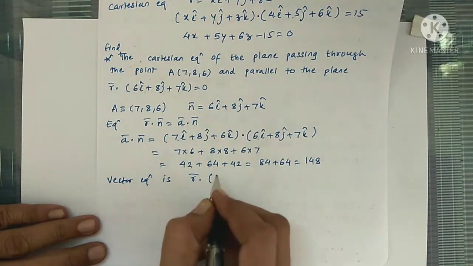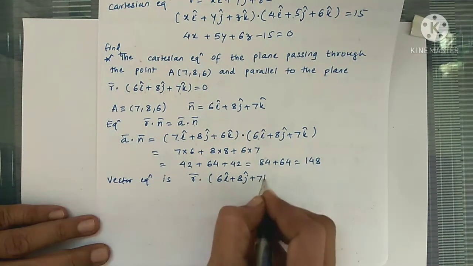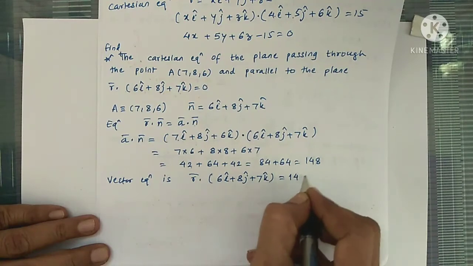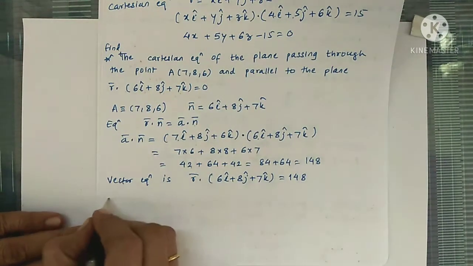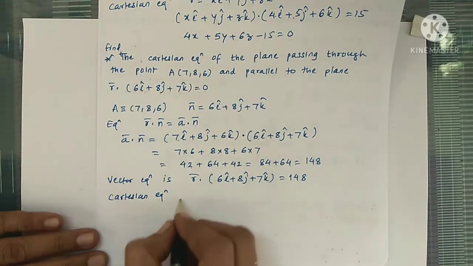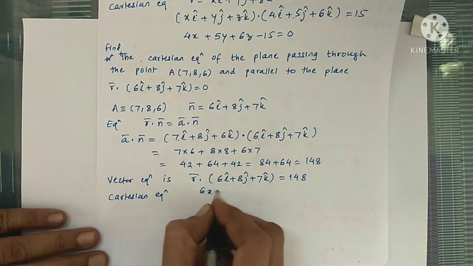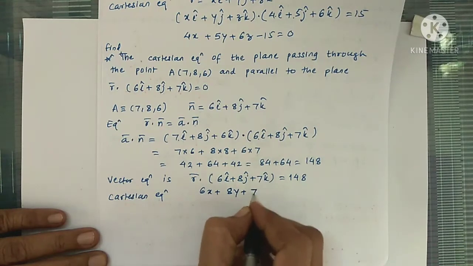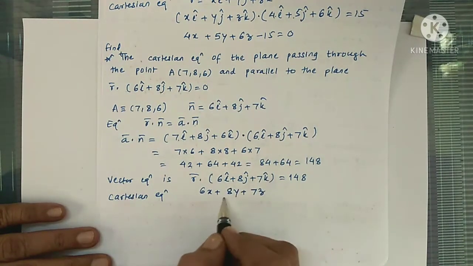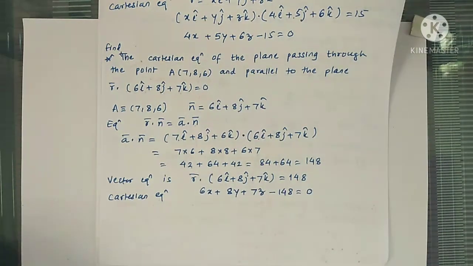So the vector equation is r bar dot (6i cap plus 8j cap plus 7k cap) equal to 148. So this is the vector equation. And to write the Cartesian equation, we just have to write r bar as xi plus yj plus zk, and taking the dot product we get 6x plus 8y plus 7z. I am just replacing ijk by xyz and writing this 148 on the left hand side. So this is minus 148 equal to 0. So it is as simple as that.